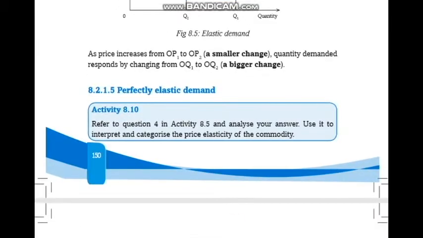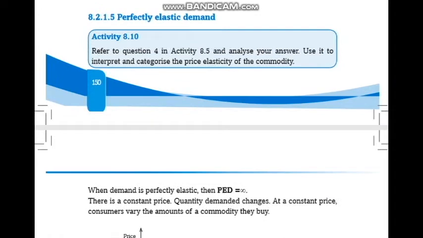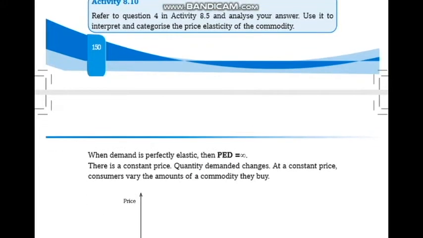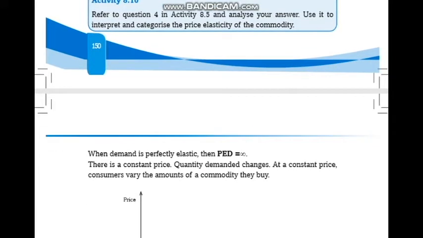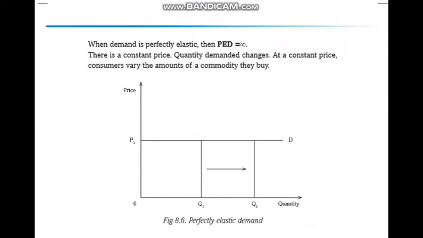As the price increases from OP1 to OP2, quantity demanded responds by changing from OQ1 to OQ2, a bigger change. Now, perfectly elastic demand. Refer to the question in activity 85 and analyze your answer. Use it to interpret and categorize the price elasticity of the commodity. When demand is perfectly elastic, price elasticity of demand is equal to infinity.